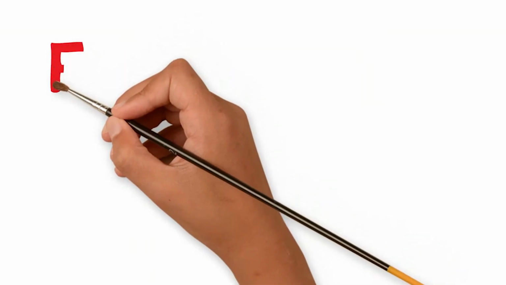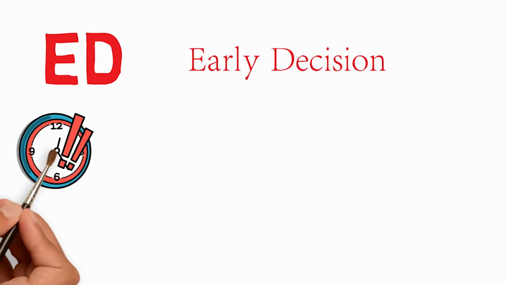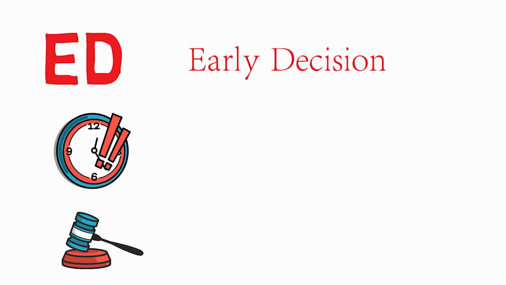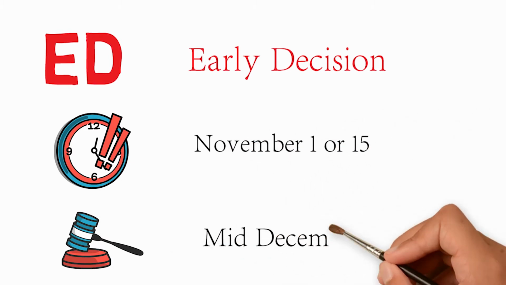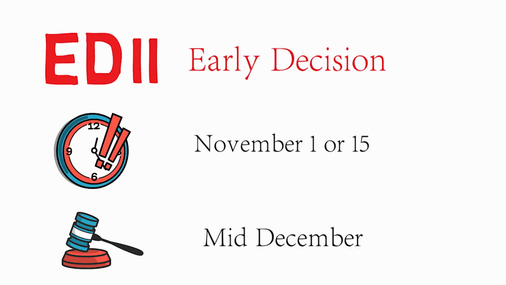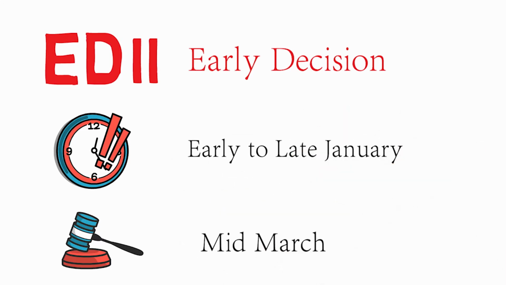Now, we move on to the most interesting of all the terminologies, ED, also known as early decision. ED, short for early decision, is much like EA. You apply early and you get your decision early. You apply somewhere around November, and you get your decision around mid-December to late December. ED2 is very similar, just with different deadlines. Now you can apply to only one college under the early decision plan.